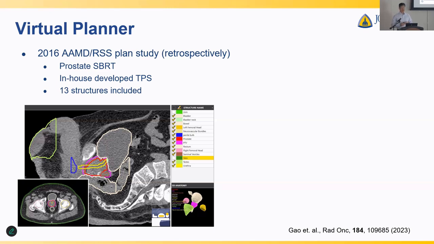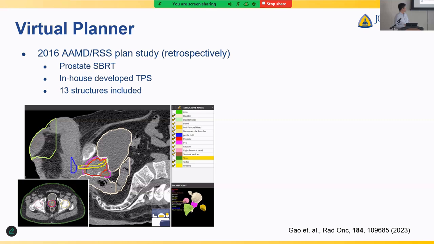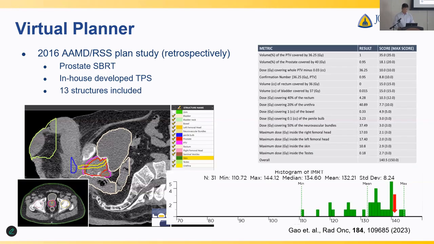But the competition is held by the medical dosimetry world. They have this worldwide dosimetry challenge every year, with human dosimetrists competing to see who can do the best plan. This case was a retrospective study done in 2016. The competition was 2016, so we applied our planner to that case. This is a real prostate case with 13 structures included. We were very happy that our planner ranked number 3 among all the human planners at that time. That's a good, very encouraging result.